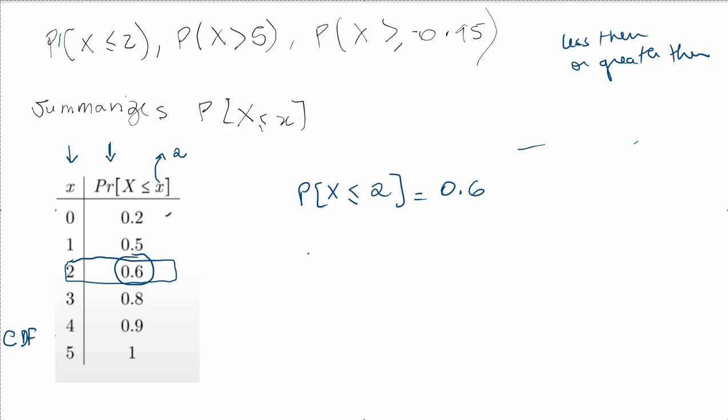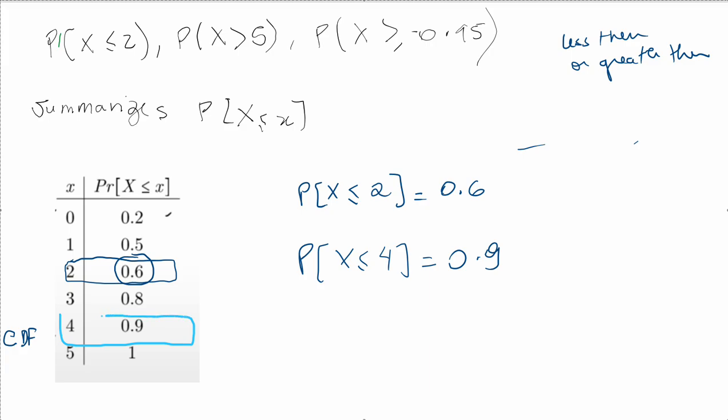Okay? I can ask you, what's the probability of x being less or equal to 4? Who wants to try now? Yeah. 0.9. Exactly. Well, how do you do it? Again, your little x is the value, right? So find the row where your little x is 4, and it's here. This is the row. And retrieve the probability. The probability of being less than or equal to that number is 0.9.